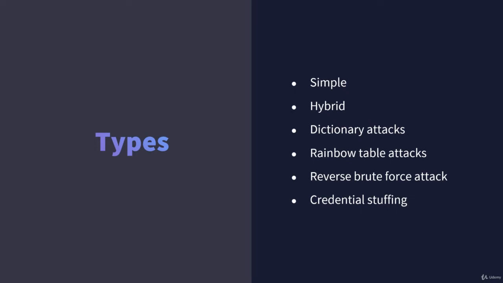Fourth, rainbow table attacks. A rainbow table is a pre-computed table for reversing cryptographic hash functions. It can be used to guess a function up to a certain length consisting of a limited set of characters. Fifth, reverse brute force attack. This uses a common password or collection of passwords against many possible usernames.